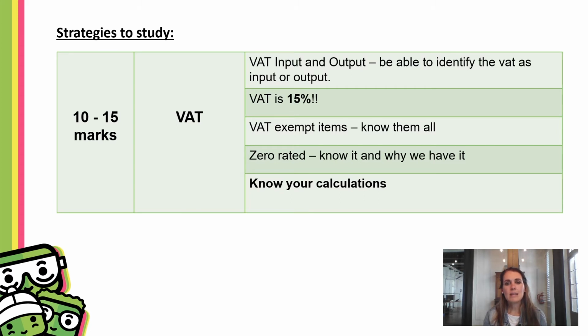Then something that came all the way from grade 10 is our exempt VAT items and zero rated items. You need to know them. They all appear in your grade 12 textbook as well. These are short 1 mark, 2 mark questions where you can know that's 2 marks in the bag, but you'll have to go over them and study them. Then your basic VAT calculations will also be needed.